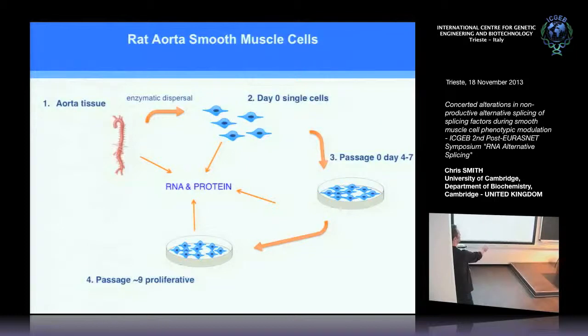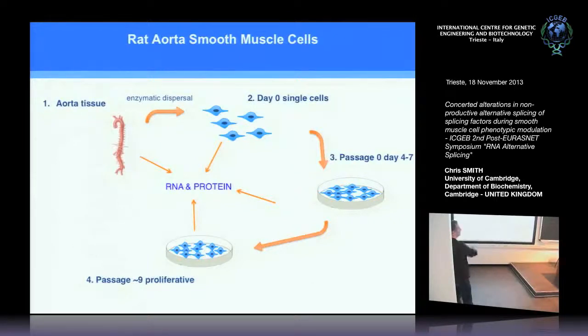Now, actually the transition between passage 0 and passage 9 has been extensively used by cardiovascular biologists to look at phenotypic modulation. So what we're aiming to do is to actually collect RNA and protein samples from all 4 of these states, do RNA-seq to get the transcriptome data, but then also do quantitative proteomics by selective reaction monitoring so that we can get absolute quantitation on these various spliceosomal proteins and activators that we've looked at.